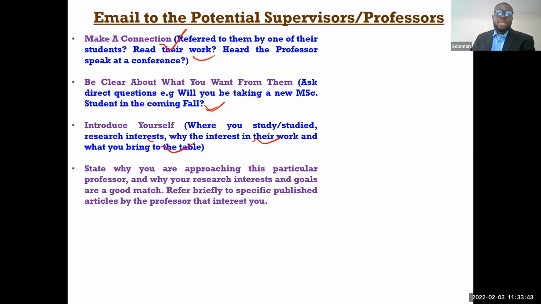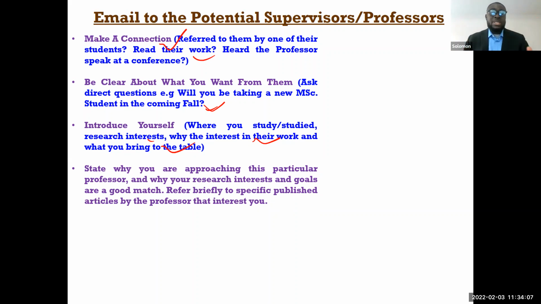Okay. Now, refer briefly to specific published articles by professors that interest you. This may work for some people, and may not work for other profs, all right? For example, a student writes me, "I recently read your article, blah, blah, blah." But remember, I said that the professor may or may not have money for that particular research. So you have to make it open.